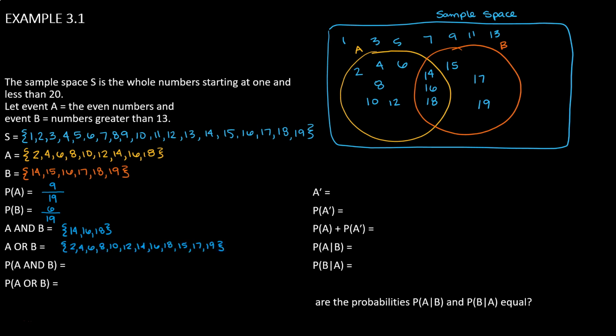Now we have two new events that we can talk about. We can talk about A and B, which would be pulling out a slip of paper where the number on the paper is both even and greater than 13.